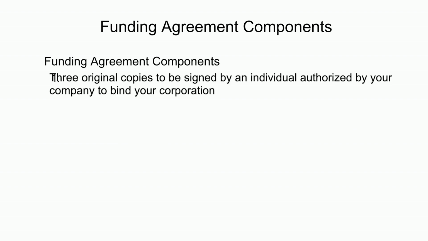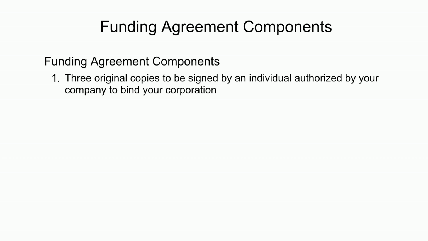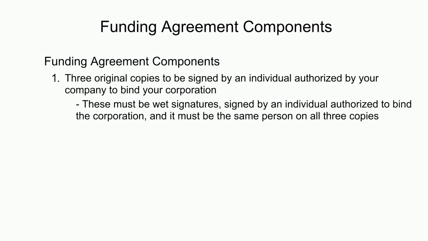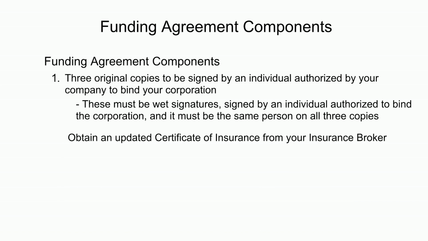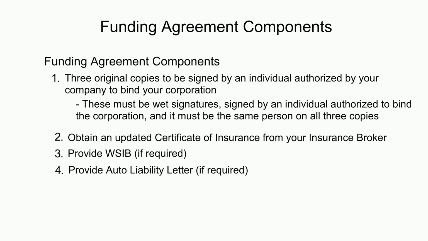The most common documents that are required to enter into funding agreements with the Region include 3 original signed copies of the funding agreement. These must be wet signatures, signed by an individual authorized to bind the corporation, and it must be the same person on all 3 copies. A certificate of insurance, which we're going to look at on the next slide. WSIB confirmation if required. And finally, an auto liability waiver letter, once again, if required.